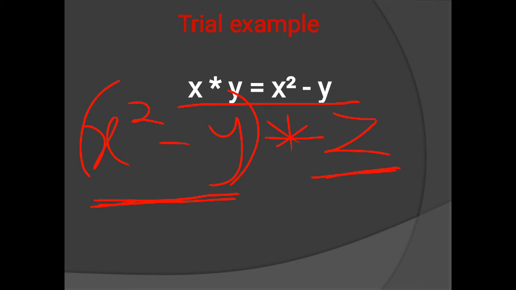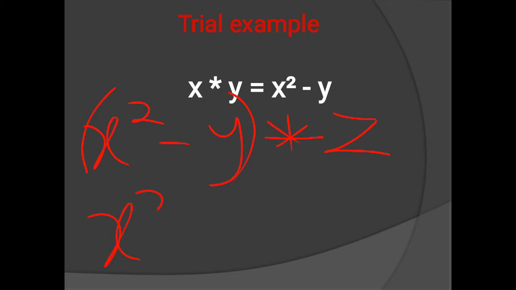So it says the first one squared minus the second one. So first one squared minus second one. So x squared minus y, minus second one, which is z. So this is going to be x squared minus y multiplying another x squared minus y, minus z.